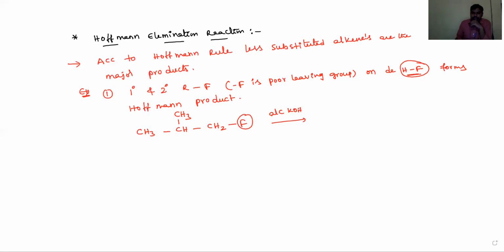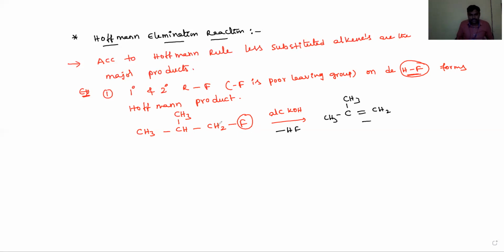Then this adjacent beta hydrogen atom will eliminate, with loss of HF. The product is CH3-CH=CH2, which forms, meaning the less substituted alkene is the major product. See here, whether you use the Hofmann rule or the Saytzeff rule, they give only this product.